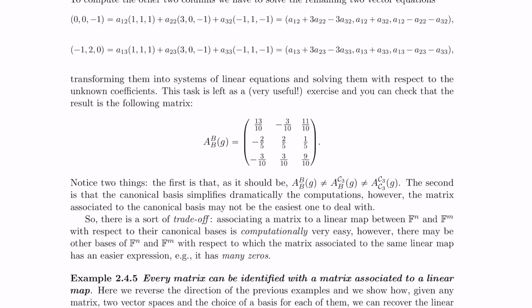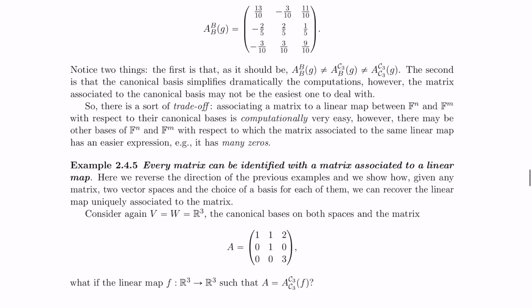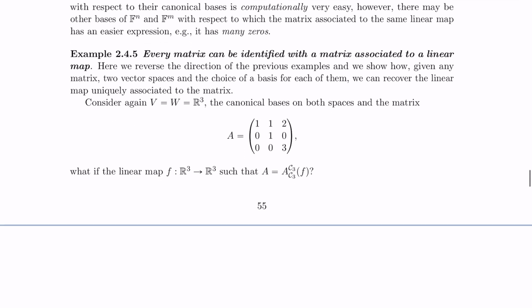We conclude our set of examples by reversing the direction, in the sense that we're going to show that given any matrix, two vector spaces and the choice of a basis for each of them, we can uniquely recover the linear map associated to this matrix. Let's start, of course, with the easiest scenario.